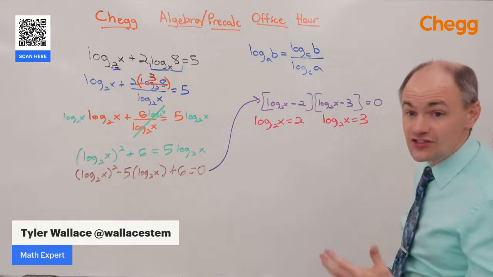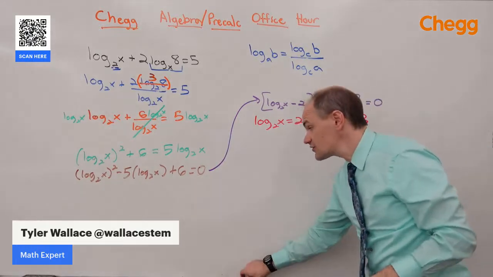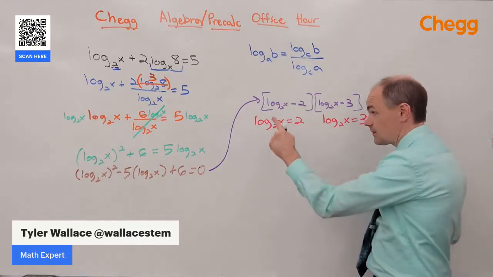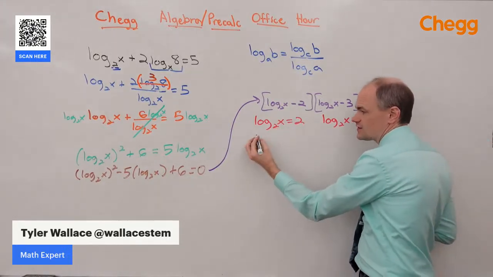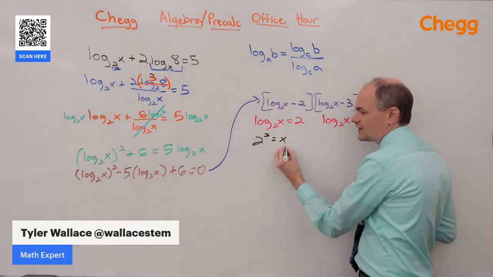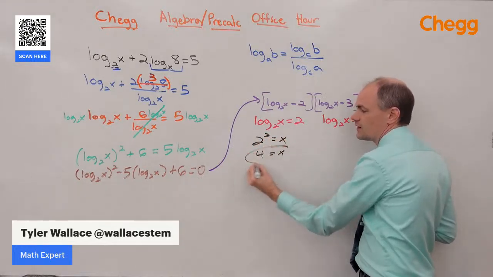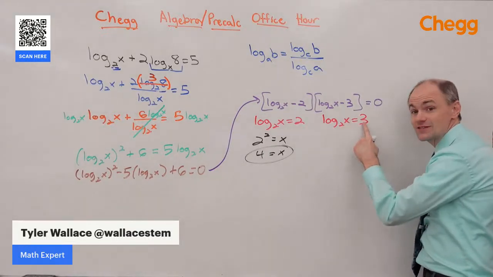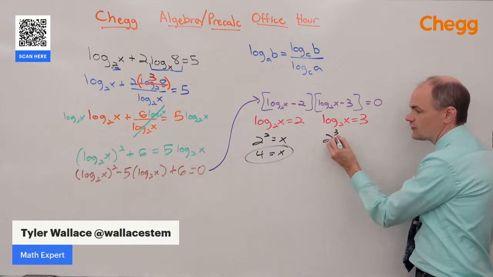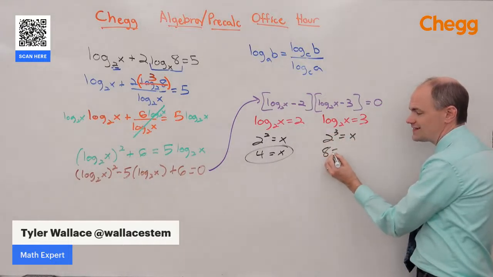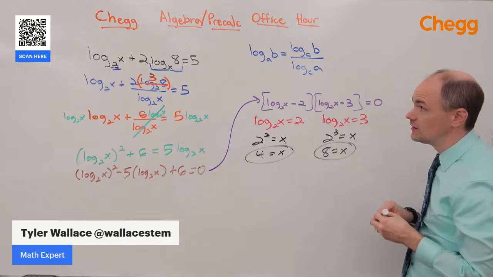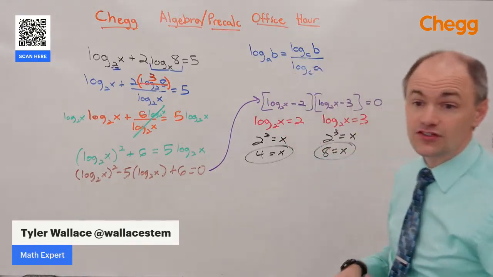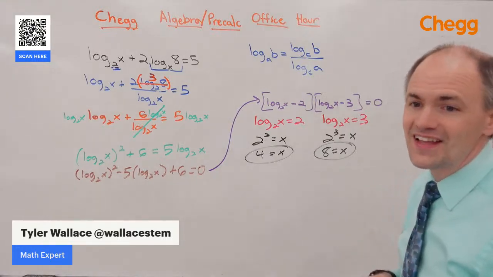Which means if I want to solve it, I just have to convert from log form into exponent form. The base is 2, the exponent is 2. 2 squared equals x, or x equals 4, is one solution. The base is 2, the exponent is 3. So 2 to the third equals x, or 8 equals x. And so our two solutions for x are 4 and 8, and we've solved this problem with logarithms.